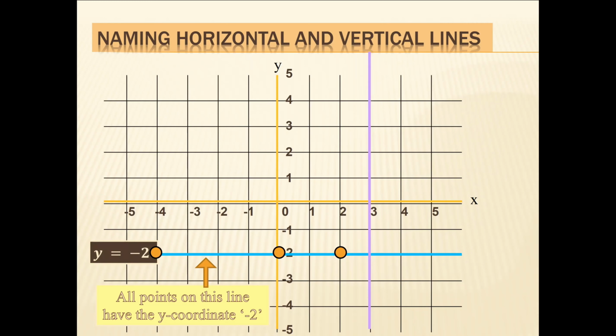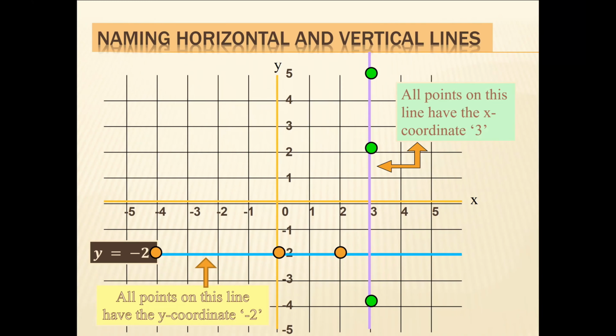Similarly, if you have a vertical line like this purple line, and you take any point on this line, you will find that the x-coordinate of all the points is a fixed number, that is 3. So such lines can be named x equals 3. Naming a horizontal or vertical line is very simple. You just have to identify which coordinate is constant.